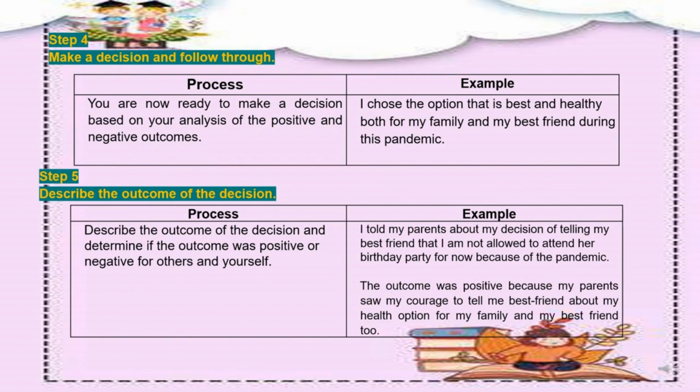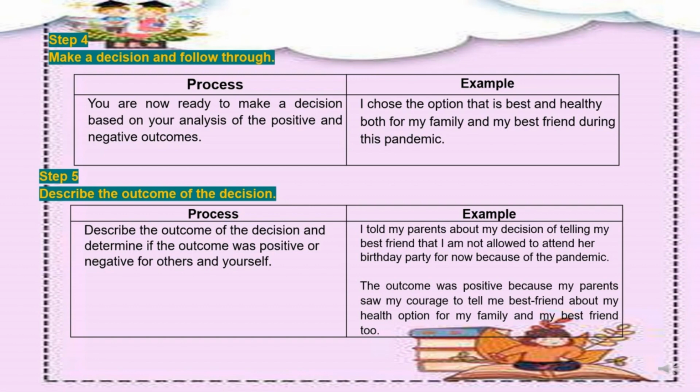Step 4. Make a decision and follow through. Process. You are now ready to make a decision based on your analysis of the positive and negative outcomes. Example. I chose the option that is best and healthy both for my family and my best friend during this pandemic.